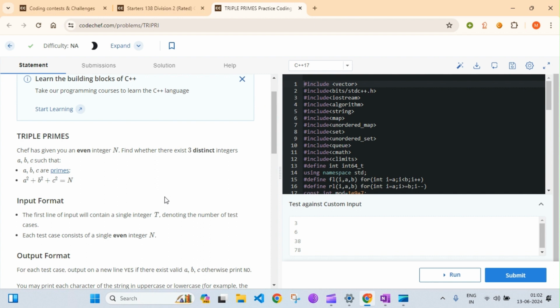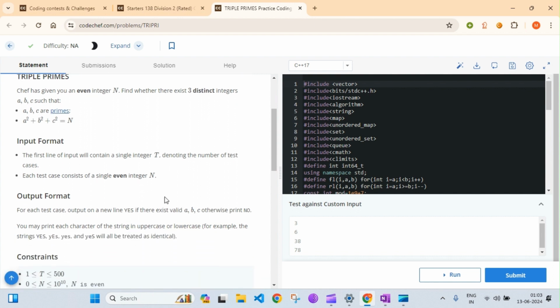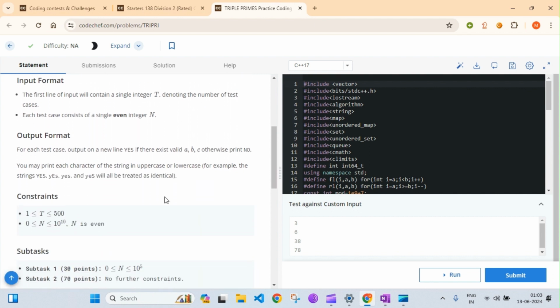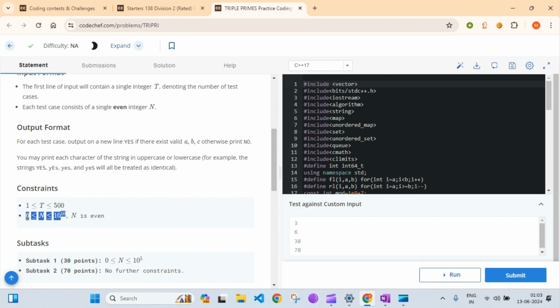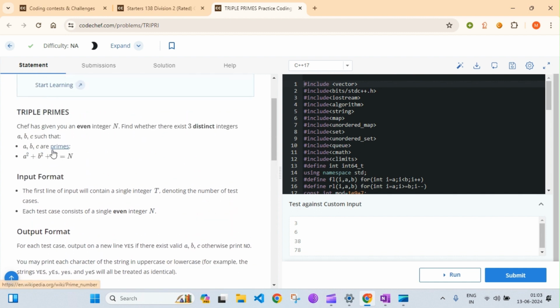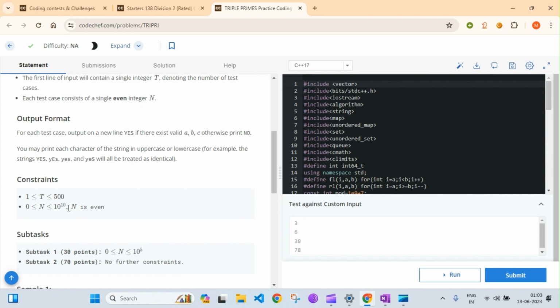So now all we need to check is what the constraint on n is. Since it is 10 to the power 10, I thought of first collecting all the primes that are less than or equal to 10 to the power 5. Why 10 to the power 5? Because we are summing up all their squares, right? Not the original numbers. So we need to consider just all the primes that are less than or equal to 10 to the power 5.